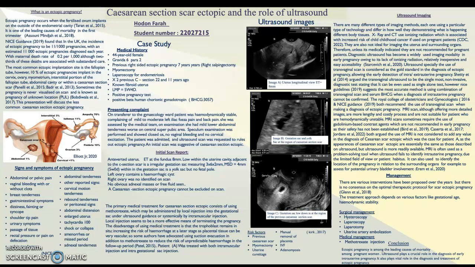Left ovary contains a hemorrhagic cyst, the right ovary not identified. No adnexal masses or free fluid seen. A caesarean section scar ectopic cannot be excluded on scan, suggest medical review.